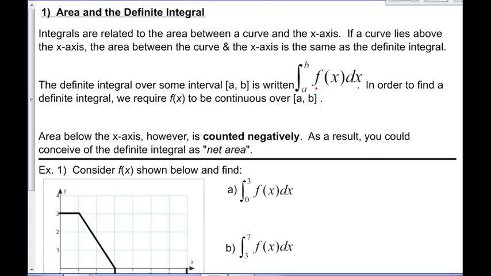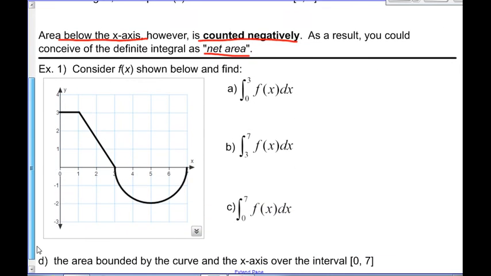Now here's the rub. Area below the x-axis is counted negatively toward the definite integral. So you could think about the definite integral as net area: stuff above the x-axis minus stuff below the x-axis. And that has an application in net change. There's a reason that we want this property.